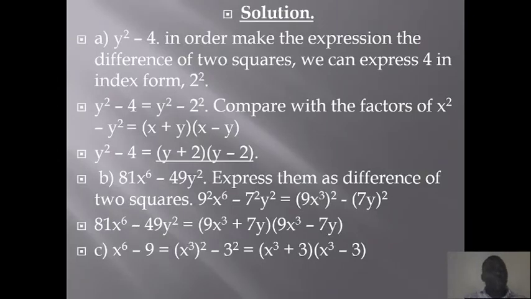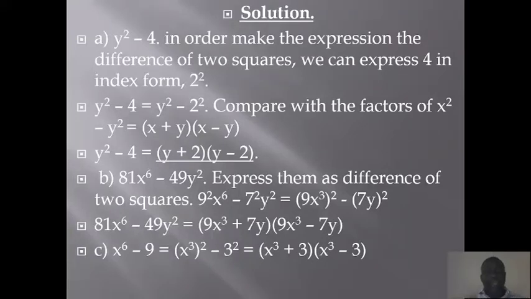A, we have y squared minus 4. And you know that the two sides of the negative sign must be in power of 2. So now we look at 4. Can 4 be expressed as a power of 2? 4 is a perfect square, so 4 can be expressed as 2 raised to the power of 2, which is 4. So instead of writing 4, we will now write y squared minus 2 squared.